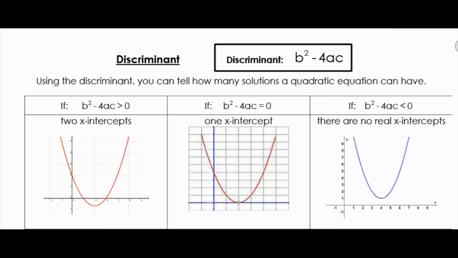Here we're going to be learning about how to use the quadratic formula, but before we do that, we're going to learn about one part of that that's called the discriminant. So the discriminant is the part of the quadratic formula that's underneath the square root symbol. Actually, let's just break that down first.